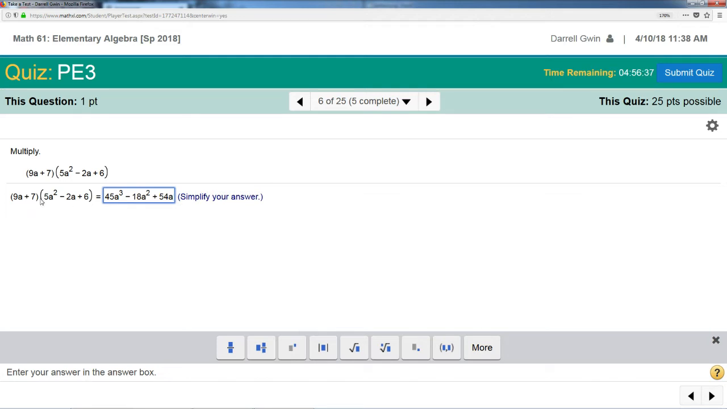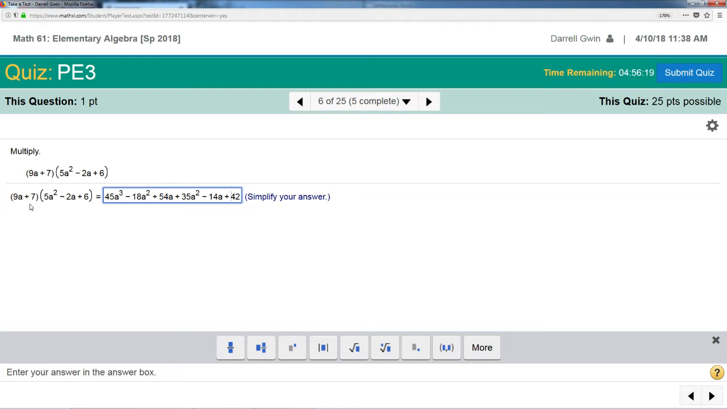Now we're moving on to the 7. 7 times everything. 7 times 5a squared is 35a squared. 7 times negative 2a is negative 14a. And 7 times 6 is 42.